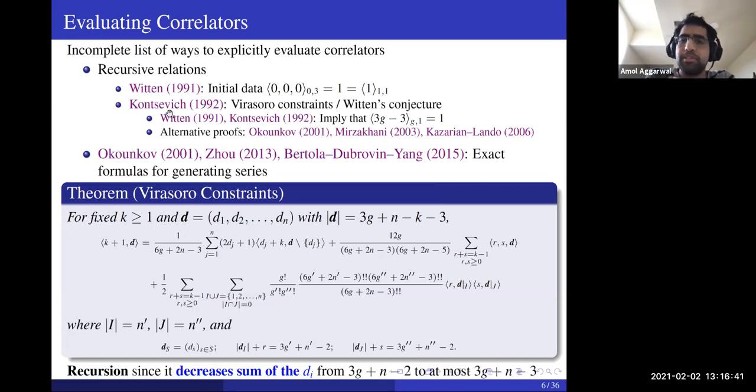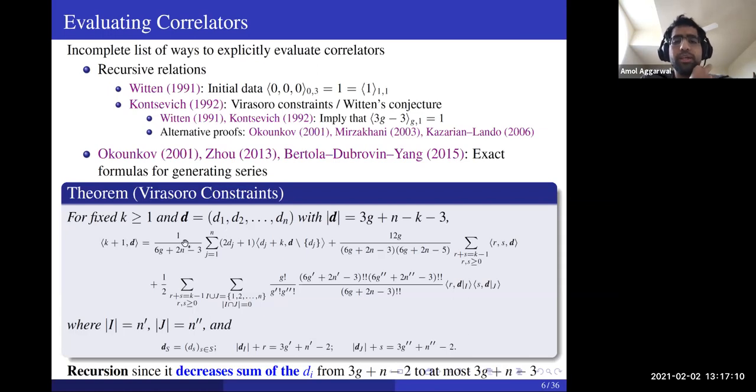Alternative proofs of these Virasoro constraints were produced over the years. Okounkov found an alternative proof in 2001, Mirzakhani in 2003, Kazarian and Lando in 2006, and there are a bunch of later works in this direction. So that's how you compute them through recursive relations. You can also compute generating series for these through a series of works. This was done in various different forms.